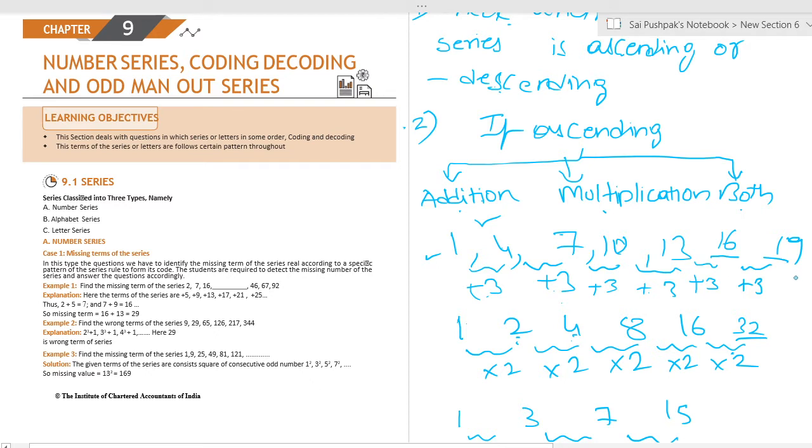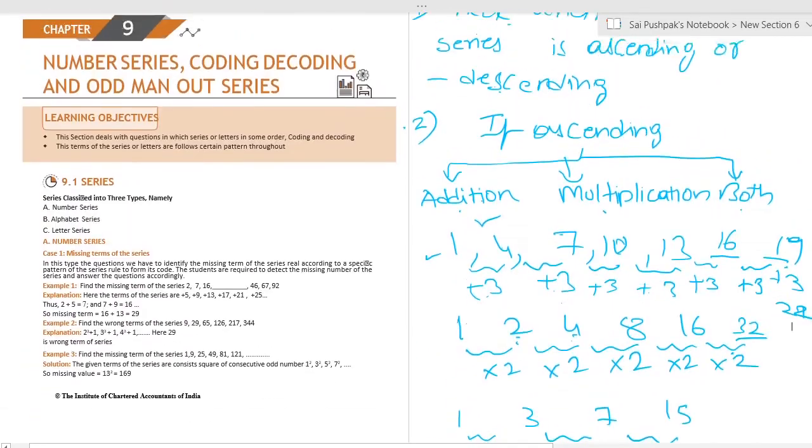So they will ask us the next number. Okay, so this is how it would be. So in the series, what will be the next number in the series? 19. 19 plus 3 will be 22. So the next number will be 22. So this is how you will be asked questions.